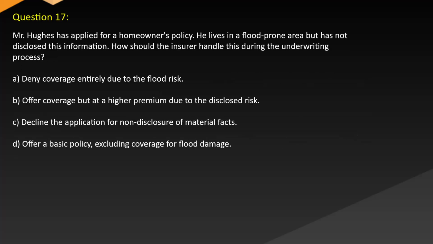Question 17. Mr. Hughes has applied for a homeowner's policy. He lives in a flood-prone area but has not disclosed this information. How should the insurer handle this during the underwriting process? A. Deny coverage entirely due to the flood risk. B. Offer coverage but a higher premium due to the disclosed risk. C. Decline the application for non-disclosure of material facts. D. Offer a basic policy excluding coverage for flood damage.